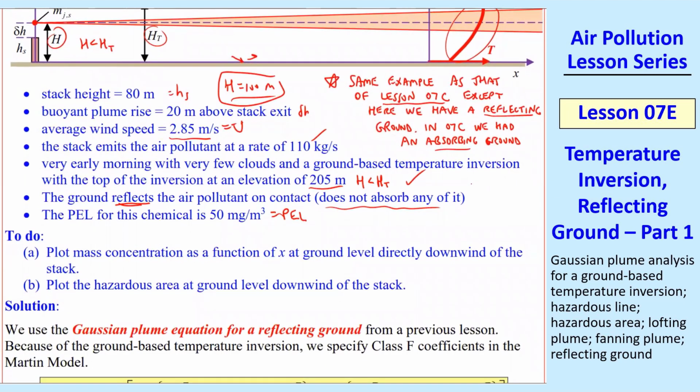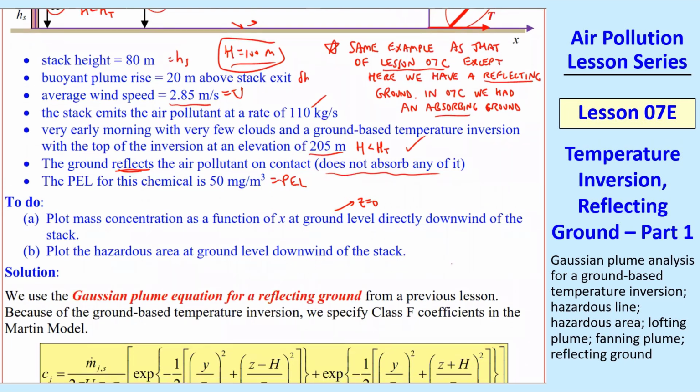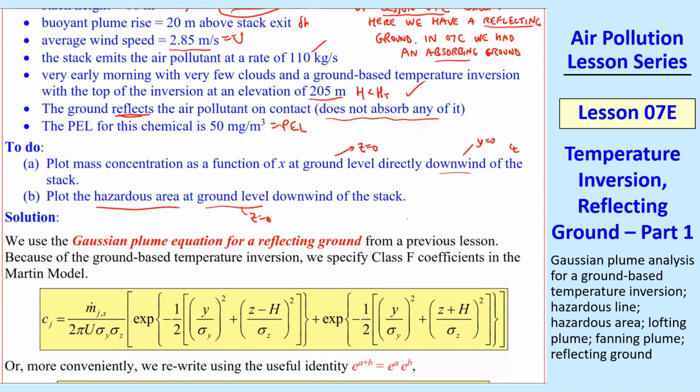I want to do two things here. I want to plot mass concentration as a function of x at ground level. So when you see at ground level, that means at z equals 0. I could just as easily do this at other z's, as you have had to do in some quizzes and homeworks, directly downwind. So that means at y equals 0 along the center line of the plume. And I could, again, easily pick a different y. And then I want to also plot the hazardous area, again, at ground level, z equals 0, downwind of the stack. All right, so let's solve this.